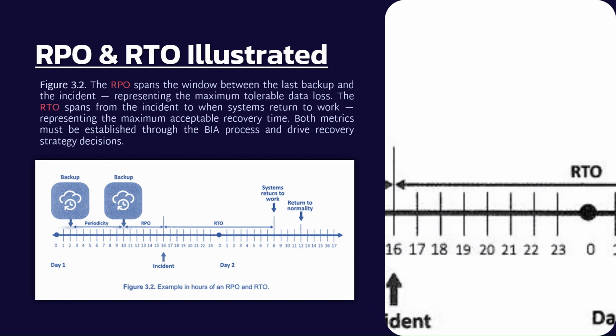In the diagram, the disruptive incident occurs at a specific point in time. The RPO determines how far back the organization must recover its data, while the RTO defines how long it can take to bring systems back online. Understanding the relationship between RPO and RTO is essential when designing backup strategies, disaster recovery plans, and continuity procedures. These metrics ensure that recovery efforts align with the organization's operational priorities and tolerance for downtime and data loss.